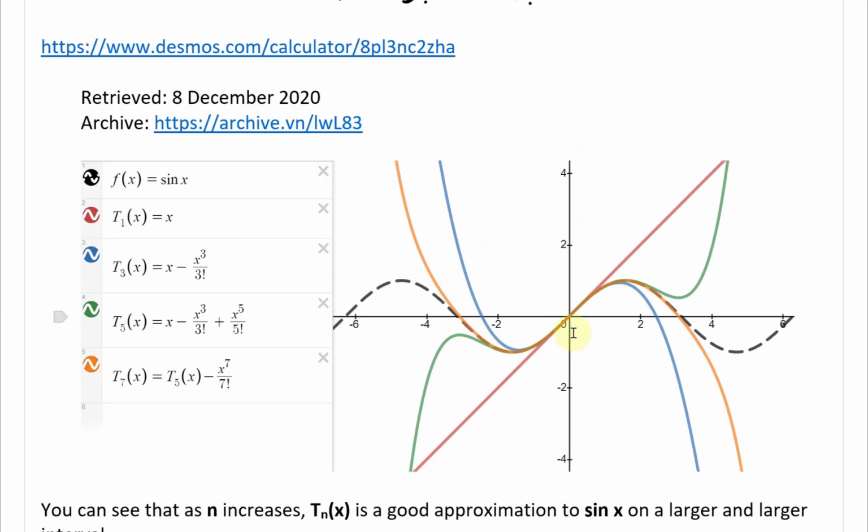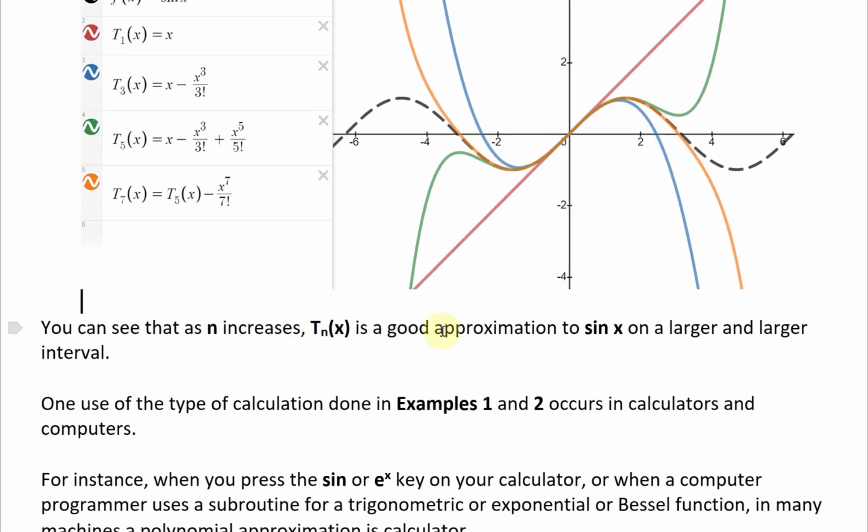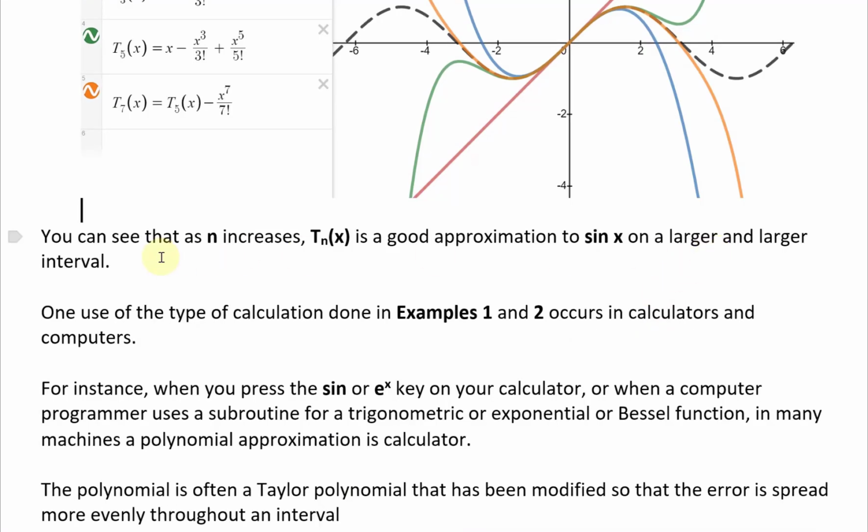So again, this is starting at a equals 0. If you want a better approximation elsewhere, instead of going to something like T100, you can just start at a equals 4, for example, and then you can have a better approximation there, and it goes outwards, and so on. So you could change up where you start off from. Tn of x is a good approximation to sine of x on a larger and larger interval.